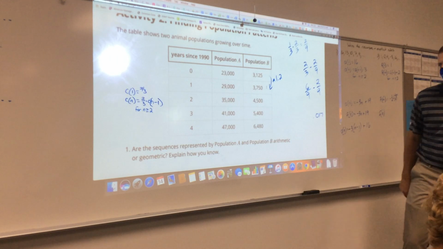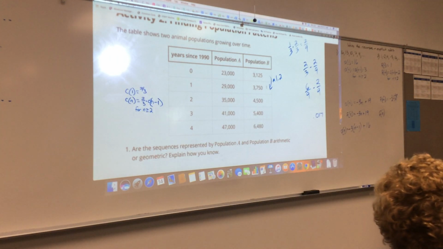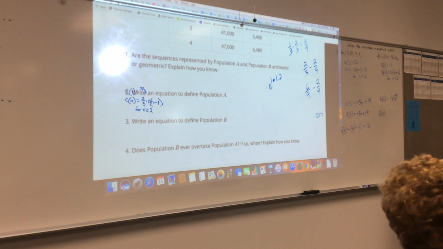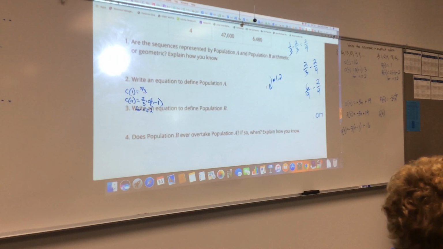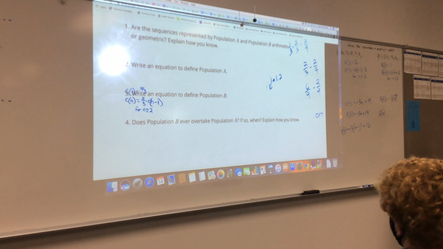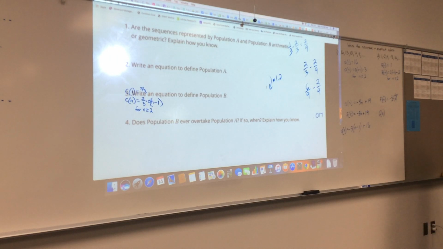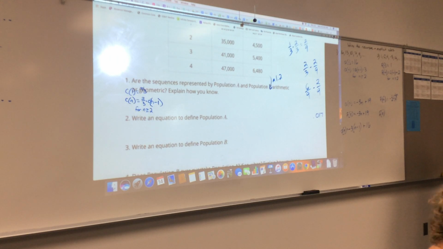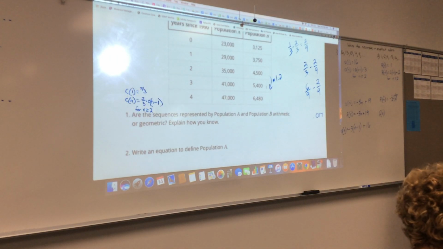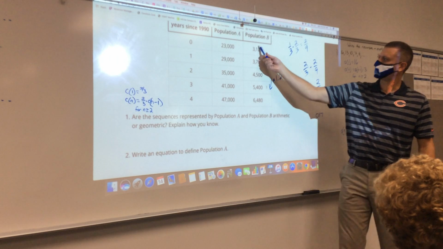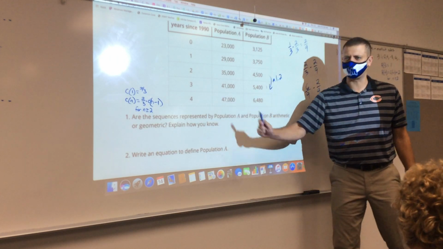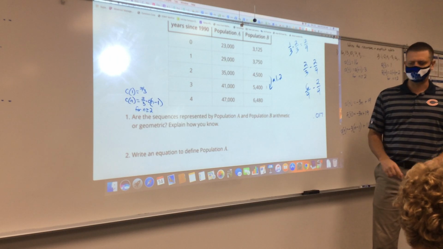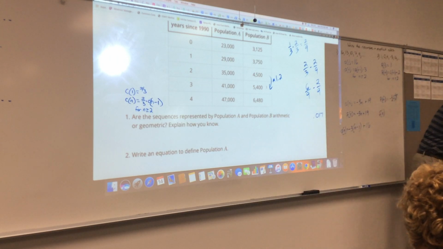We talked about whether they're arithmetic or geometric and how we know. Write an equation to define population A, write an equation to define population B, and then last question, does population B ever overtake population A? So, will this population ever surpass this one? Yes. Okay? Let's see if we can figure out when.